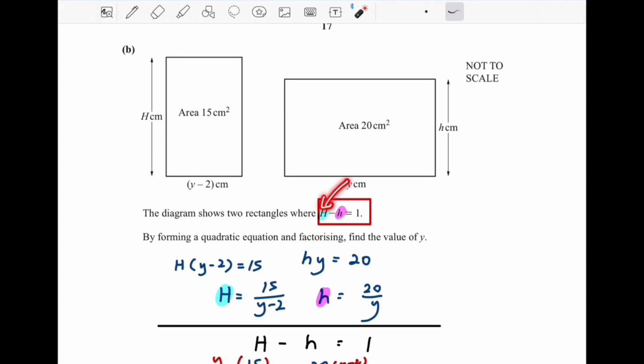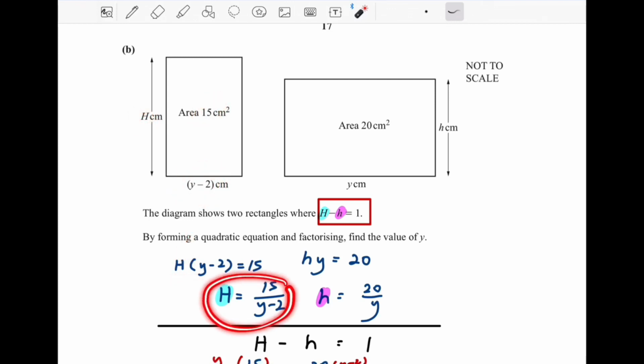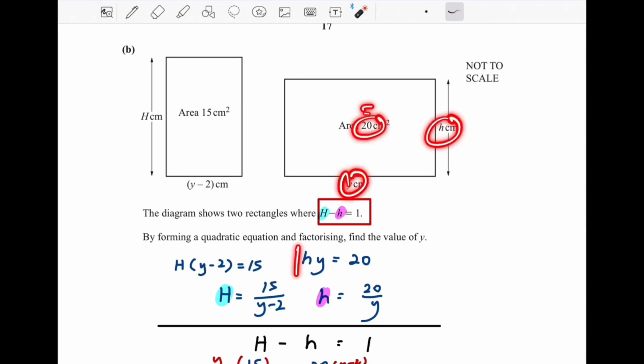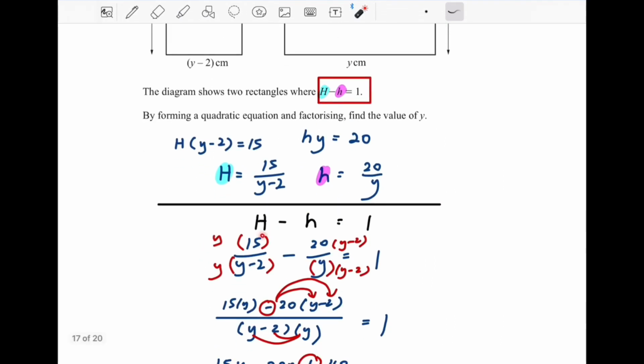I can express h as the subject here, because when I have this times this, it is 15, right? So this as subject is my first equation. This one times this one equals 20, this as subject is my equation 2. So I put this into here, and I put this into here, equals 1.